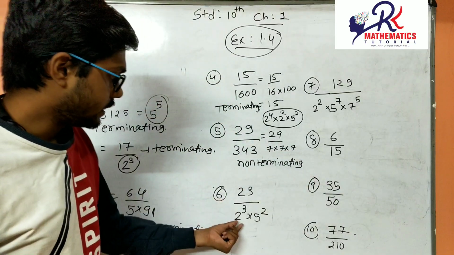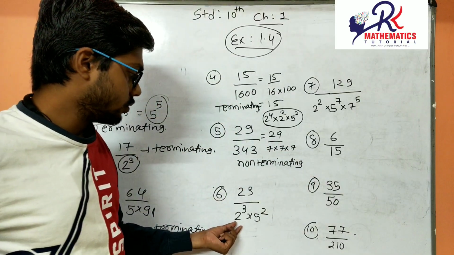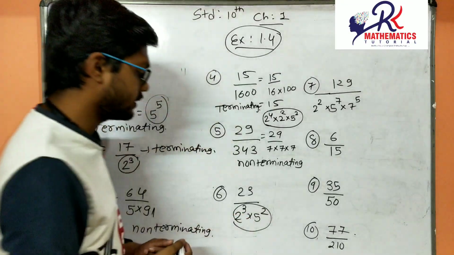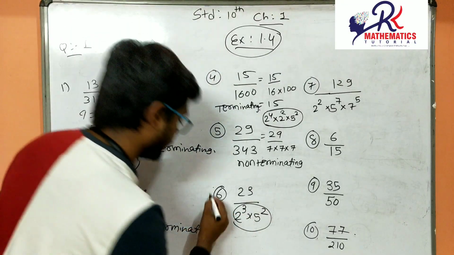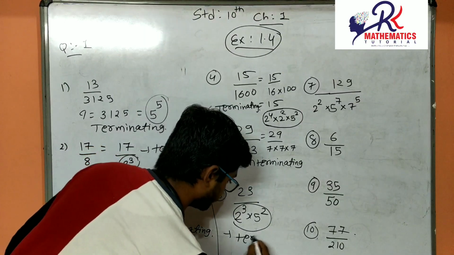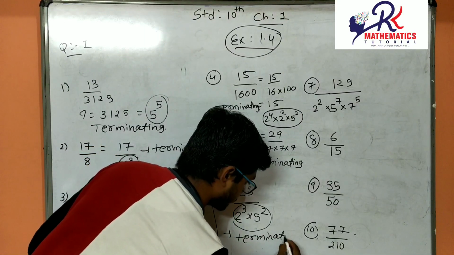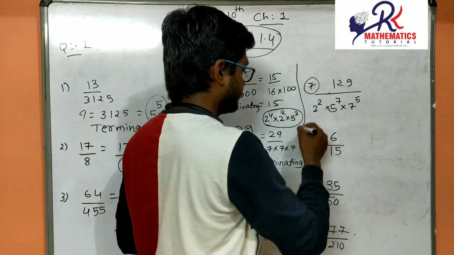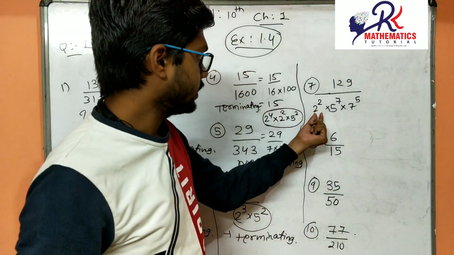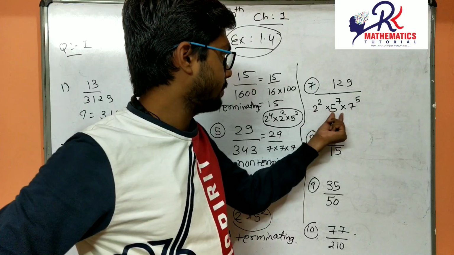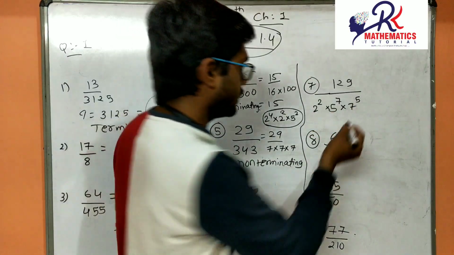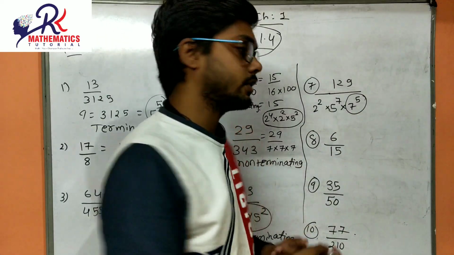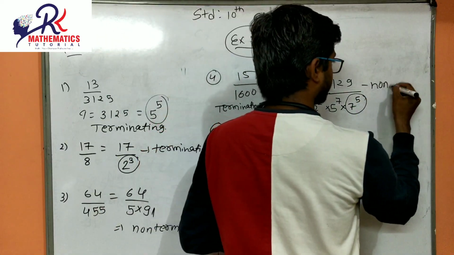Now here in the denominator 2 power 3 and 5 power 2 are given, so this is already a multiple of 2 and 3, sorry, 2 and 5, so it is terminating. Now the seventh question. Here in the denominator 2 power 2, 5 power 7, 7 power 5 is given. Here 7 power 5 is not a multiple of 2 and 5, so it is non-terminating.